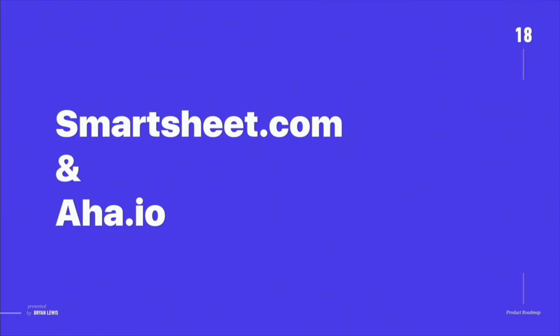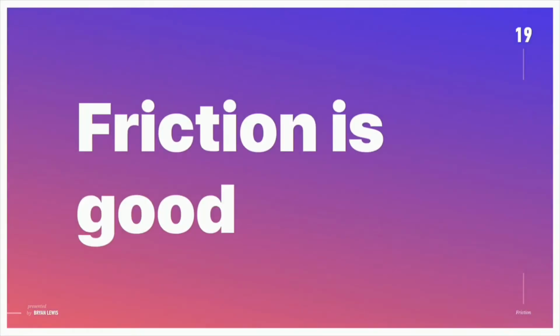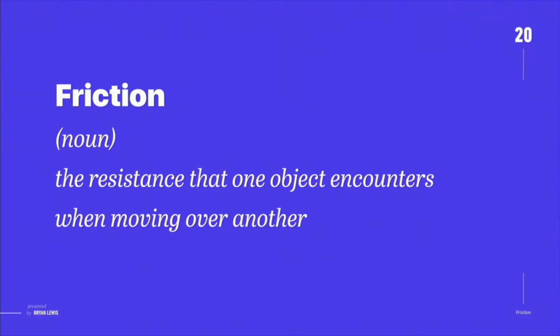All right, so that's the benefit of having a product roadmap and some steps on how to create one. So moving on, I want to talk about friction. And friction as it relates to communication and how sometimes that friction can be a good thing. So friction is defined as the resistance that one object encounters when moving over another.